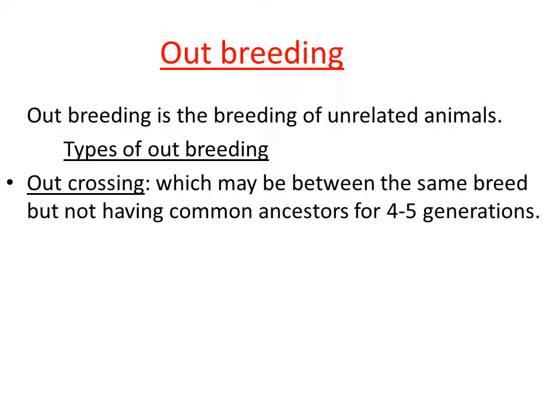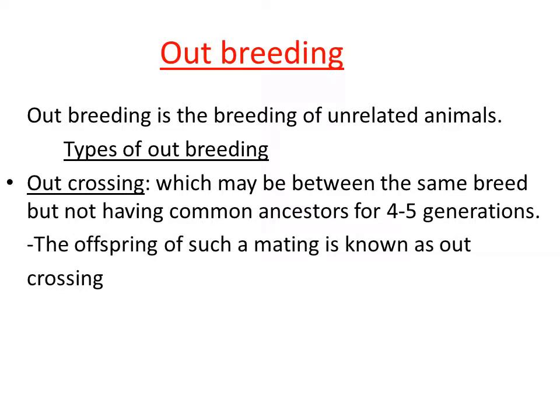Because the parents are selected within the same breed, this type of outbreeding is named outcrossing. So crossing is done between two unrelated parents belonging to the same breed. They do not have a common ancestor for at least 4 to 5 generations. This kind of outbreeding is named outcrossing.